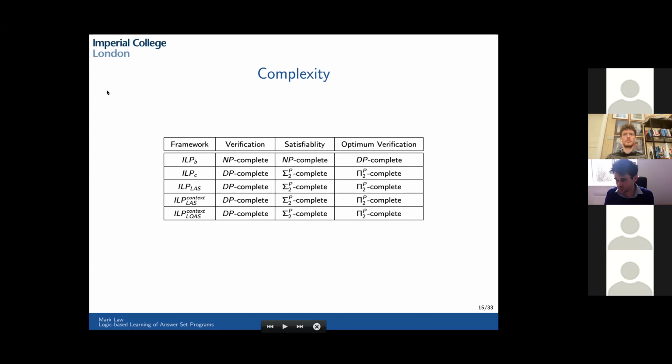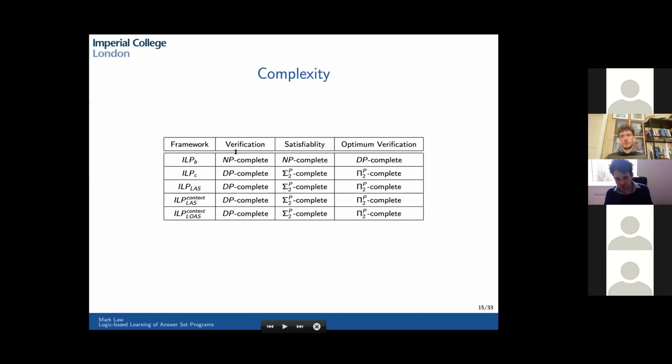The first is verification: verifying that a hypothesis is a solution of a given task. The second is checking that a given learning task is satisfiable, so it has at least one inductive solution. And the final one is checking that a given hypothesis is an optimal solution to a given task.